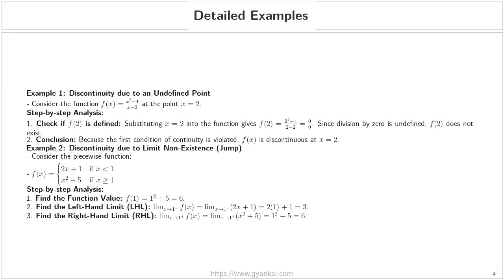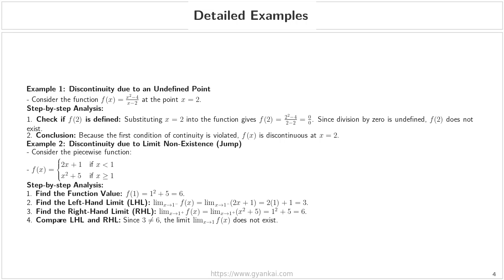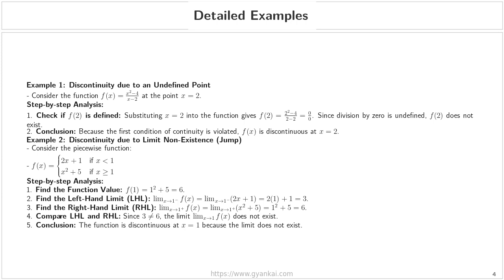Then we find the right-hand limit. As x approaches 1 from the right, we use the second expression, 1 squared plus 5, which equals 6. When we compare the two, we see that 3 does not equal 6. Since the left-hand and right-hand limits are different, the overall limit as x approaches 1 does not exist. Therefore, the function is discontinuous at x equals 1.